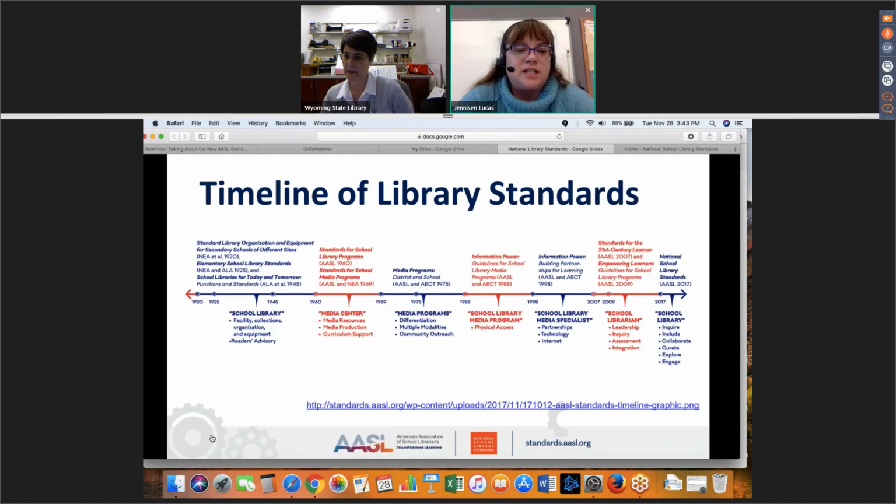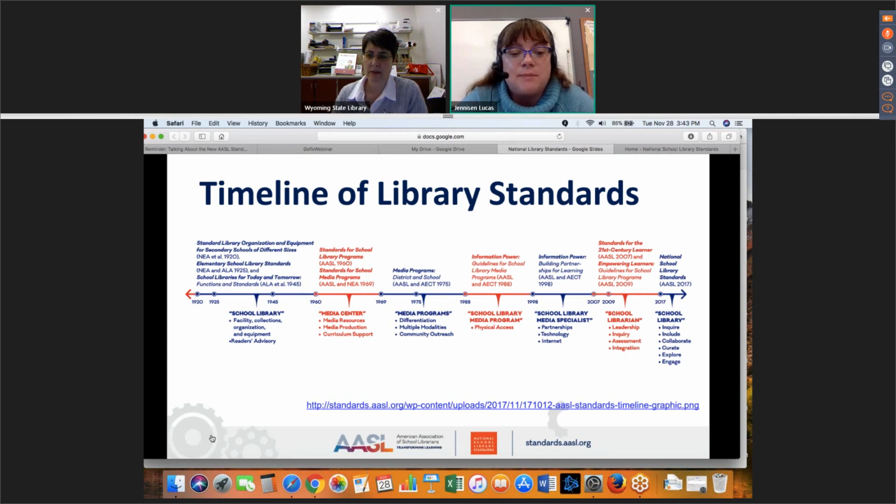So then a little bit of history. This is a timeline of the library standards. I pulled this off of the Standards Web Portal, but it was really interesting to read the section in the big standards book about our standards, and that they really do go back to the 1920s. It was also interesting to me to see that the NEA was part of those standards back then.